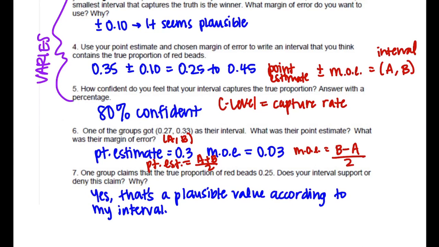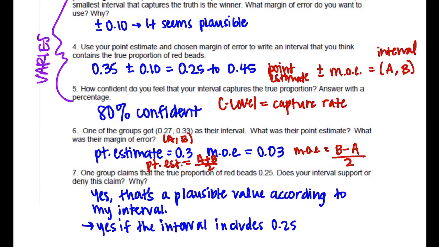And then this last part, one group claims the true proportion is 25%. Does your interval support this? The answers will vary here, so not all intervals will. And so what I want to write is yes if the interval includes 0.25, because it lists it as a plausible value. And then we'll say no if the interval doesn't include 0.25, because your interval would mean that that's not a plausible value.